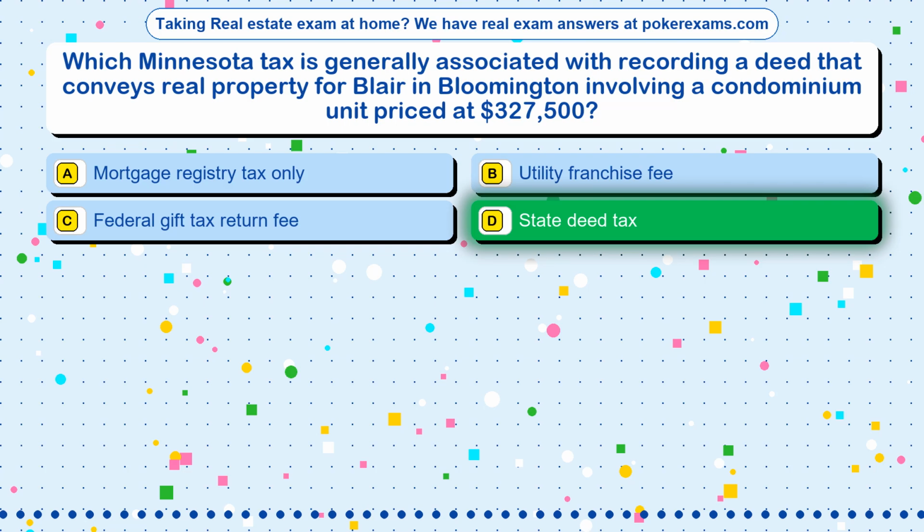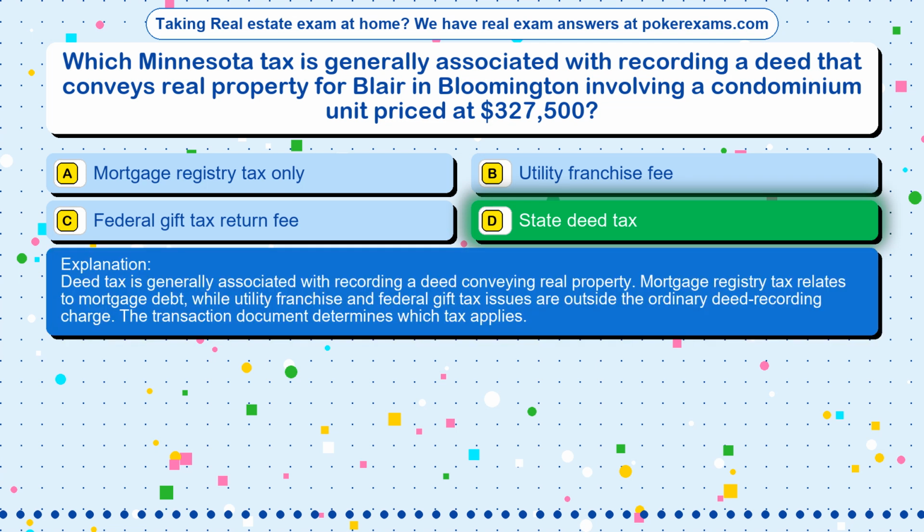The correct answer is option D, state deed tax. Deed tax is generally associated with recording a deed conveying real property. Mortgage registry tax relates to mortgage debt, while utility franchise and federal gift tax issues are outside the ordinary deed recording charge. The transaction document determines which tax applies.